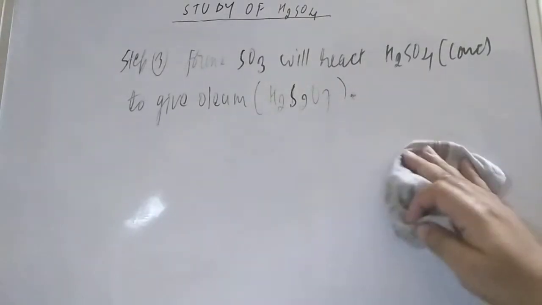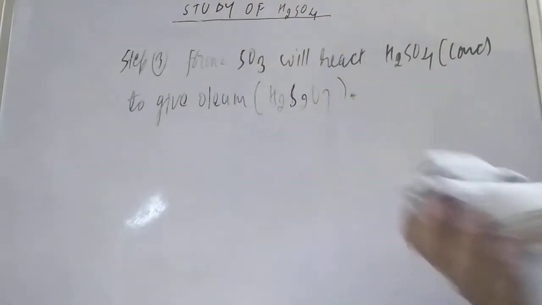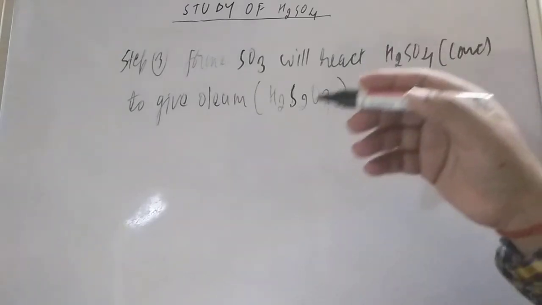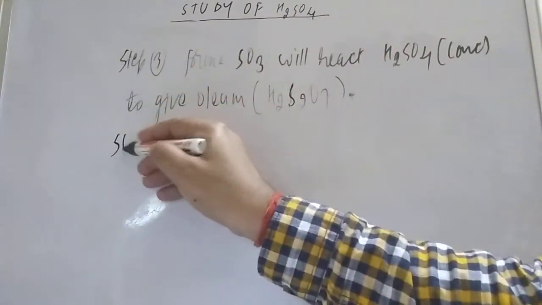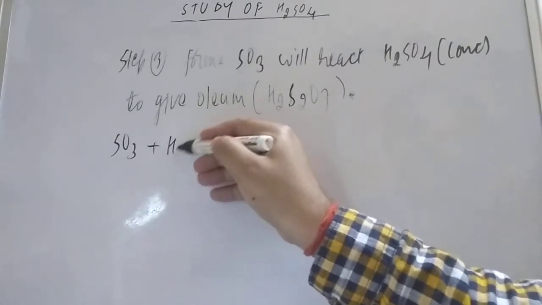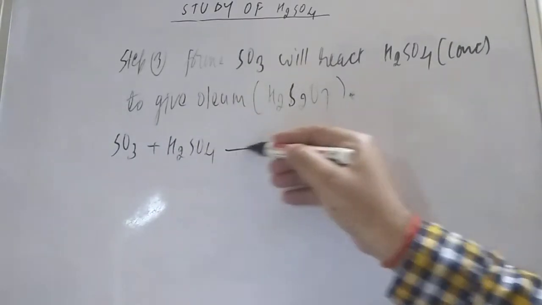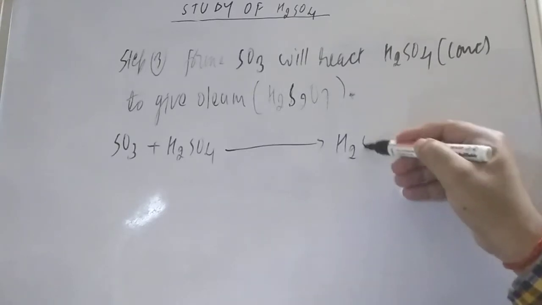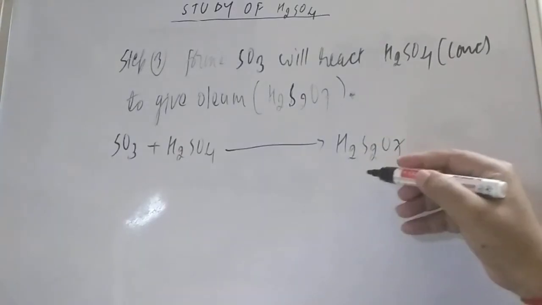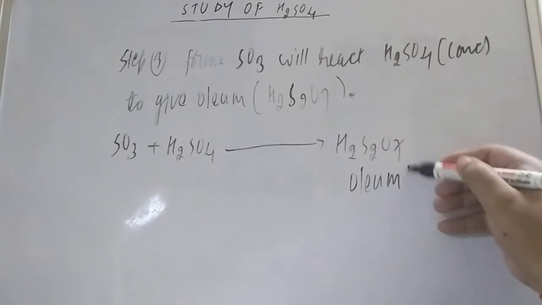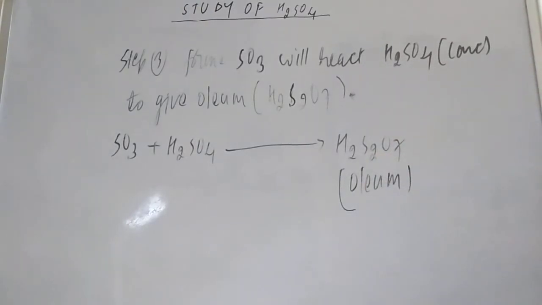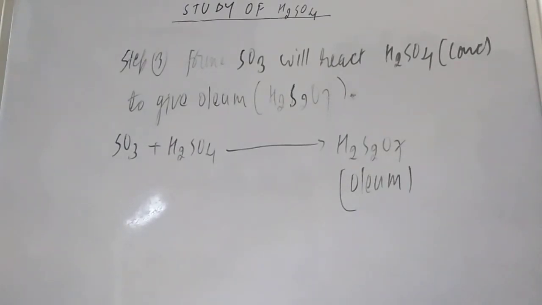Whatever oleum we got, this H2S2O7, we will send to the dilution process. Firstly, you write the equation. Here SO3 is there, and H2SO4. When you treat with H2SO4, it gives H2S2O7, and this H2S2O7 is known as oleum. Now this oleum is taken and diluted.